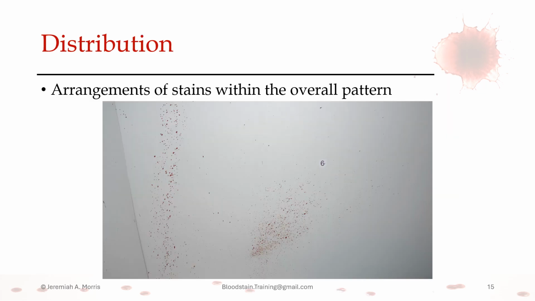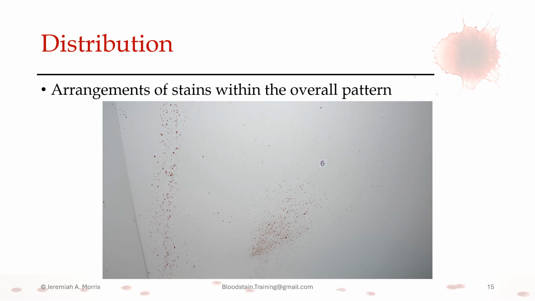When it comes to the distribution, this here is kind of the shape or the appearance of the overall pattern. And the most common thing when we discuss distribution is the arrangement of stains within the overall pattern, and how those stains are lined up.